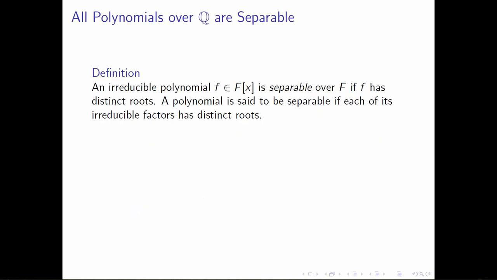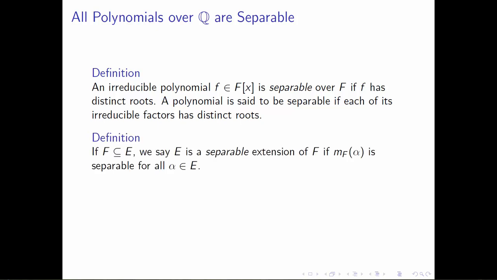Now, the last thing that we want to cover in these slides before we take a break is the idea of a separable polynomial. And we've discussed this before, but I'll just remind you of the definition. An irreducible polynomial f in F adjoin x is separable over the field F if f has distinct roots. And a polynomial is said to be separable if each of its irreducible factors has distinct roots. So the first definition is for an irreducible polynomial. An irreducible polynomial is separable if it has distinct roots. In general, we'll say that a polynomial is separable if each of its irreducible factors does.